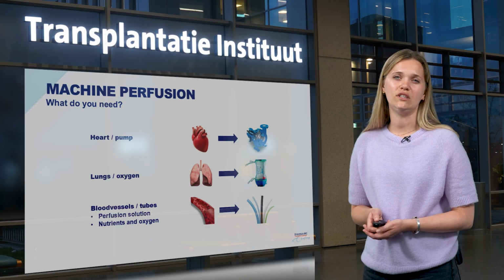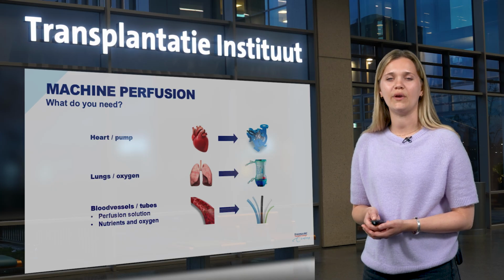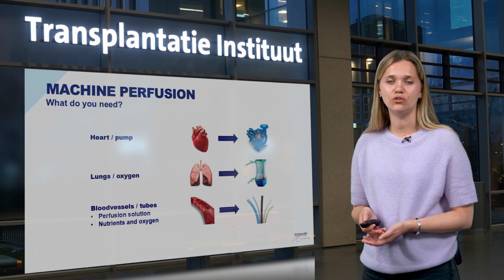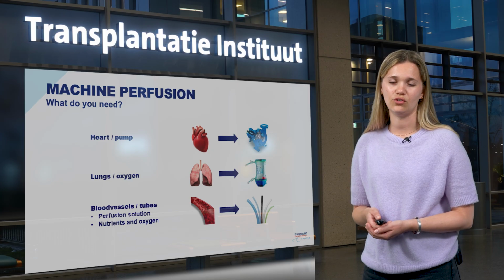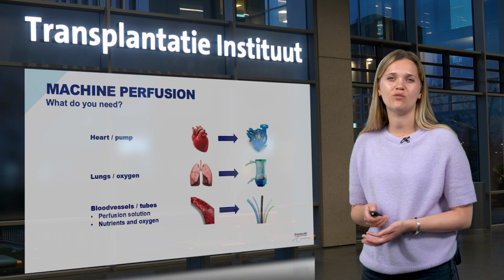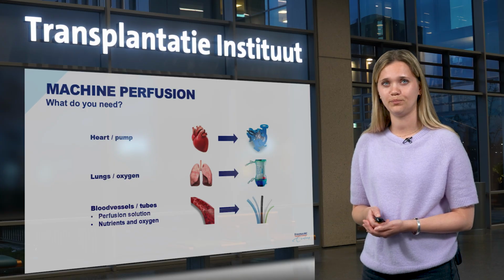So the question is, what do you need if you want to perform machine perfusion? And every system is different, but all are based on the same principles. Because you need a heart to pump around the blood. So instead of a heart, we use a pump. We need lungs to provide oxygen to the organ. So instead of real lungs, we use an artificial lung called an oxygenator. And last, we also need something to transport the perfusion solution and the oxygen and nutrients to the organ. So instead of blood vessels, we have tubing. So every system for every organ is based on these simple principles you need to perform machine perfusion.